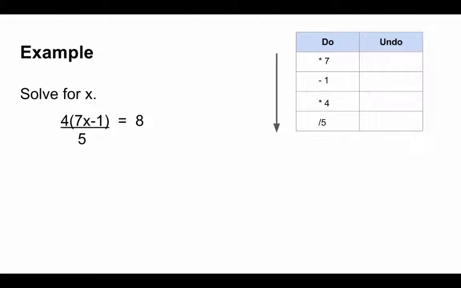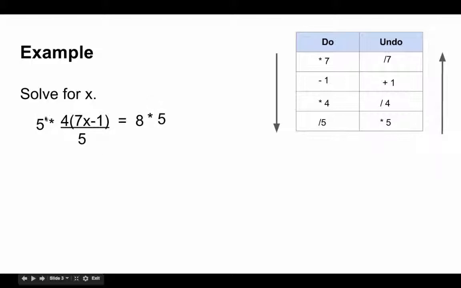So to solve the equation we need to do the opposite operations in the reverse order. These are called inverse operations. So our first inverse operation is to multiply by 5, then divide by 4, then add 1, and then divide by 7. So our first step here is to multiply both sides by 5.